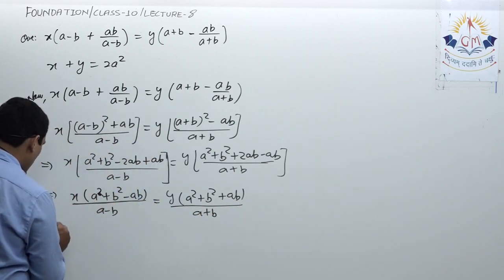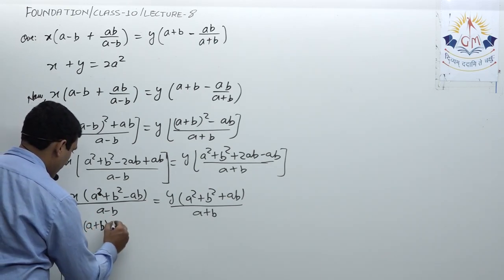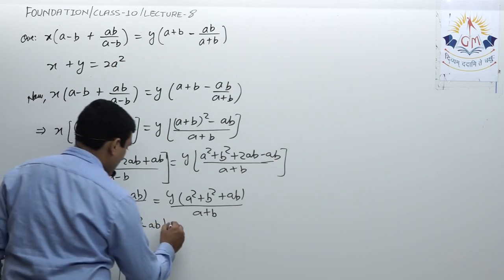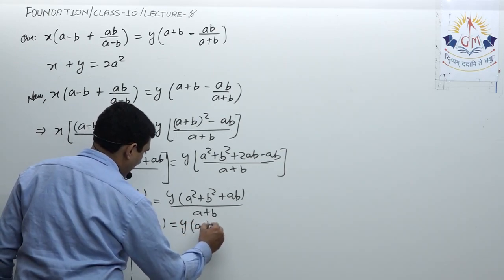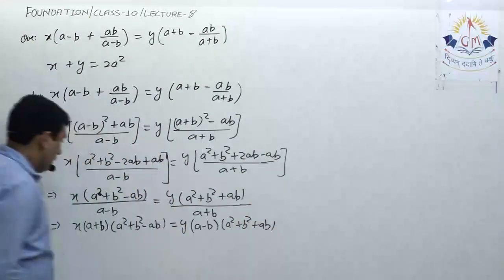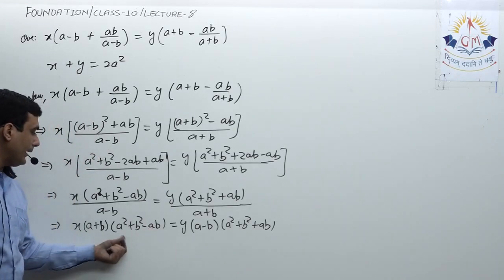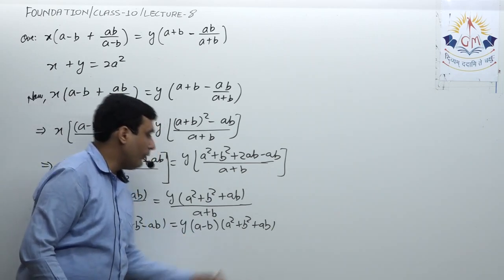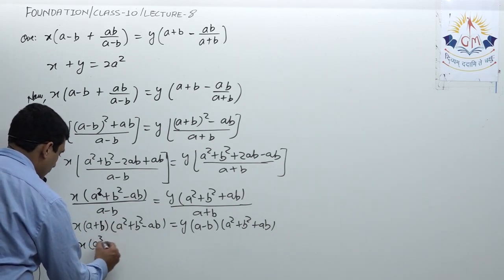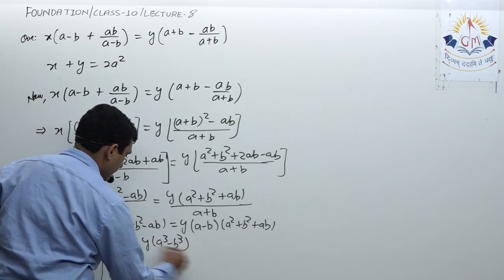Now I am taking this a plus b over there, so this will become x into (a plus b) into (a square plus b square minus ab) is equal to y into (a minus b) into (a square plus b square plus ab). Okay, now if you remember, this forms an identity. A plus b into (a square plus b square minus ab) also forms an identity. Which identity? This is a cube plus b cube. So x into (a cube plus b cube) is equal to y into (a cube minus b cube).